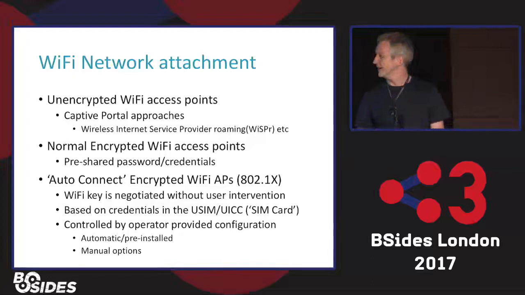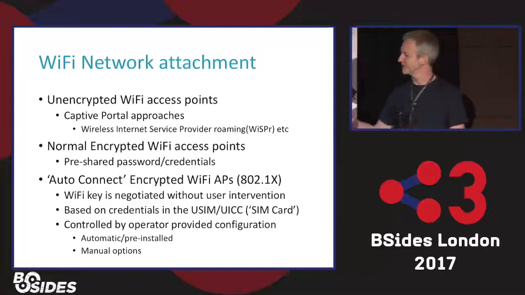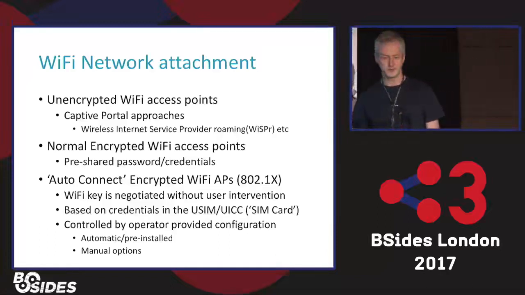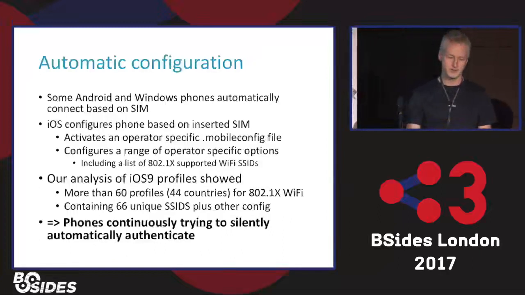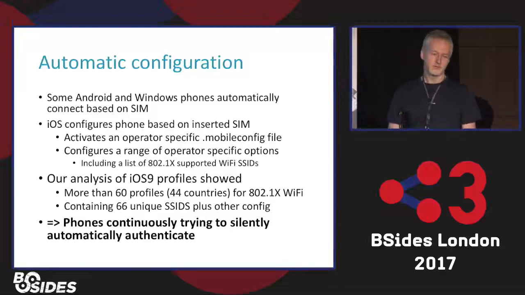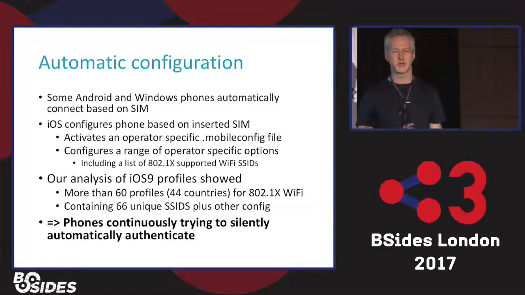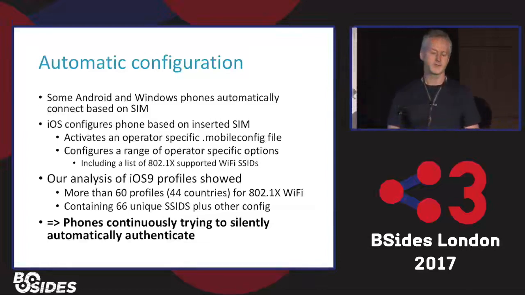This is controlled by operator-provided configuration that ships on the phones. That comes in two forms: automatic, pre-installed, and then the manual approach. So we'll have a look at the automatic configuration. A number of Android and Windows phones automatically connect based on the SIM. Essentially, when you put the SIM card in, they select a pre-configured profile from an operator and set it up on the device. The same occurs on iOS.